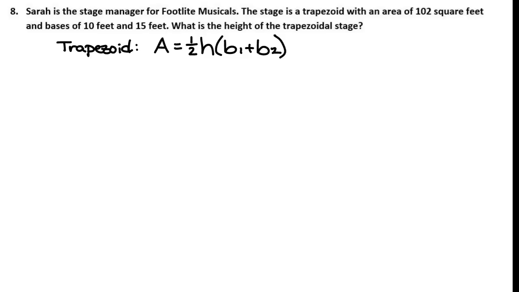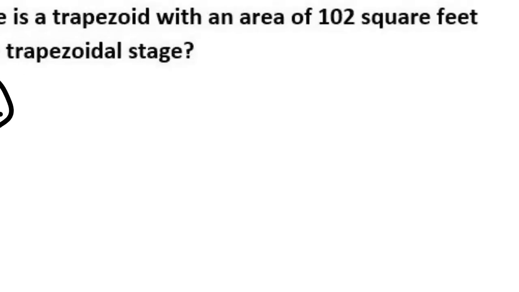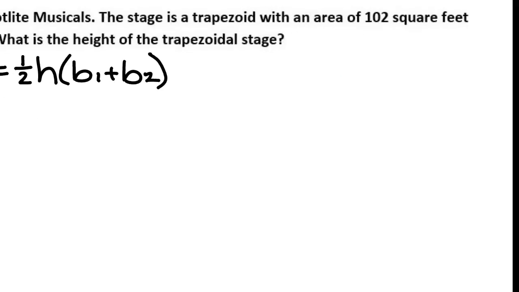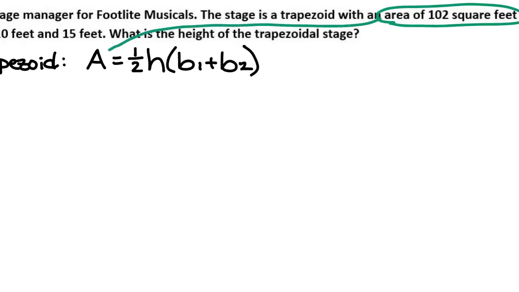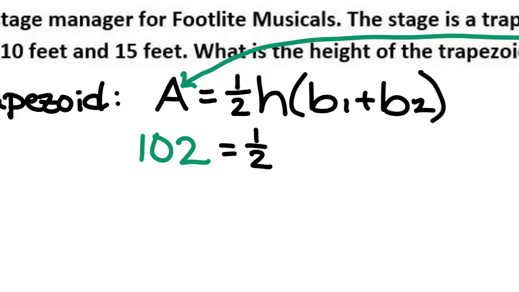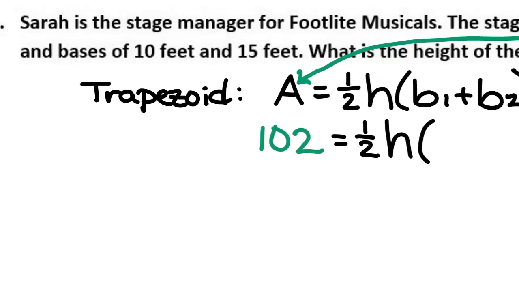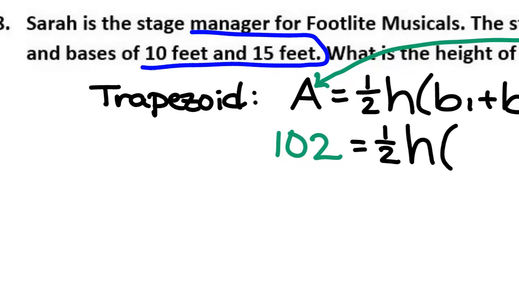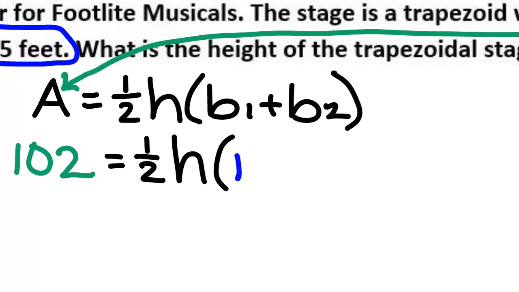It says it has an area of 102 square feet. So that goes in the place of A. So 102 equals 1/2. Do we know the height? Then I just have to leave that as H. Do we know the bases? 10 and 15. So I can add the 10 and 15 together inside the parentheses.